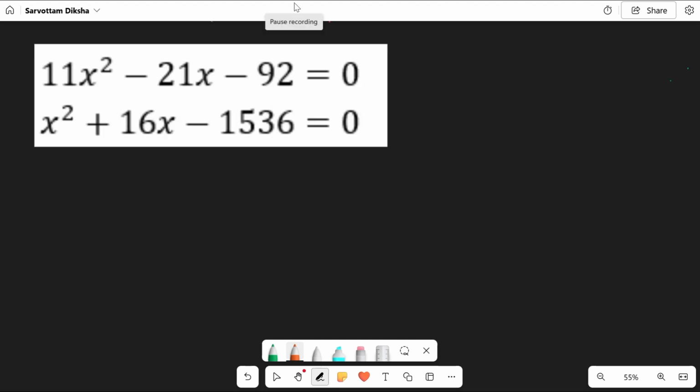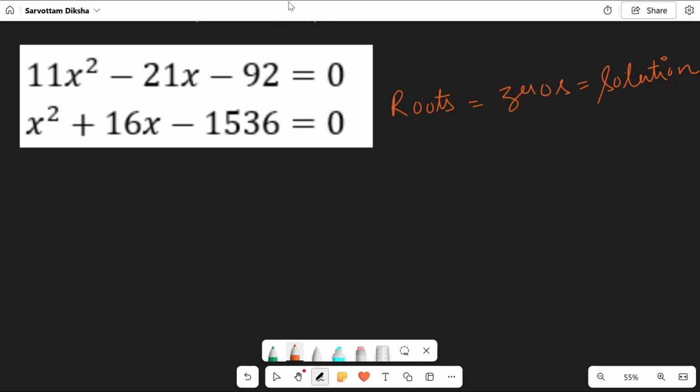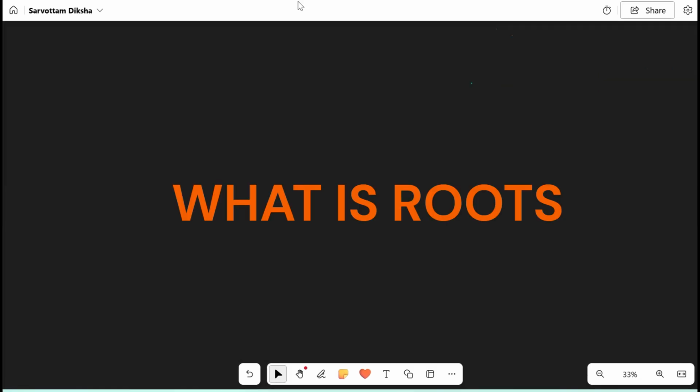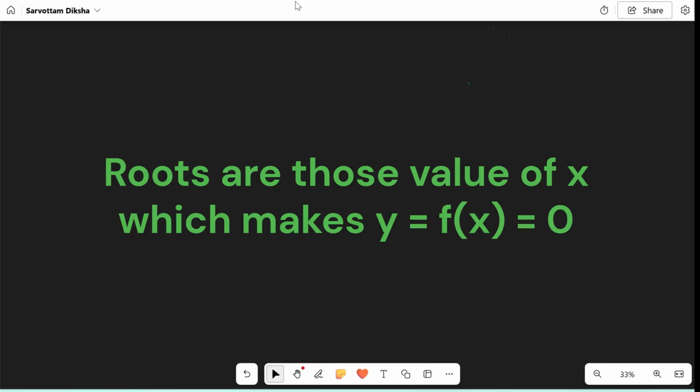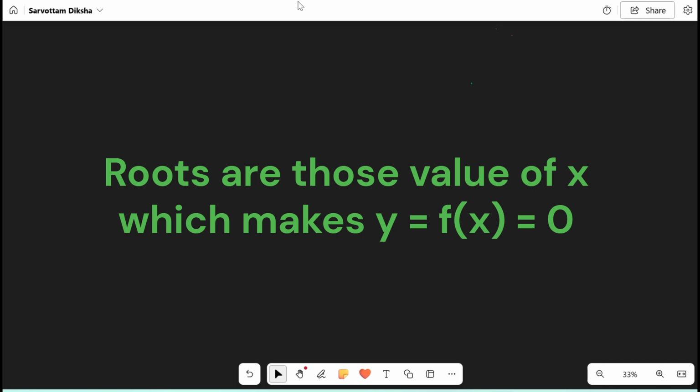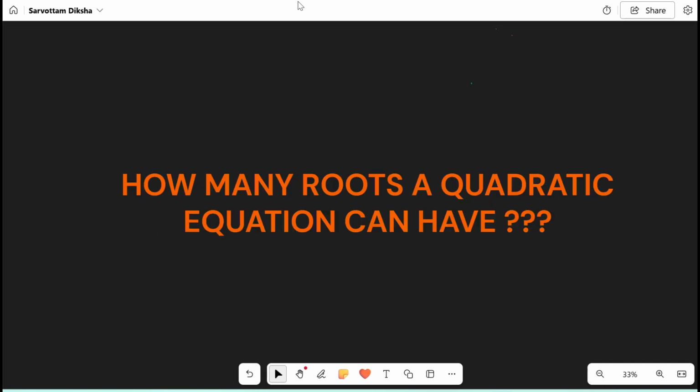Then they tell us to find the roots. As we have already discussed in polynomials, roots, zeros and solution are synonyms. In case of polynomial, we use the term zeros, and for quadratic, mostly in this chapter, we will use roots. Now, what is a root? We know that the particular value of x for which my entire equation becomes 0 is the root of the equation. How many roots can my quadratic equation have?